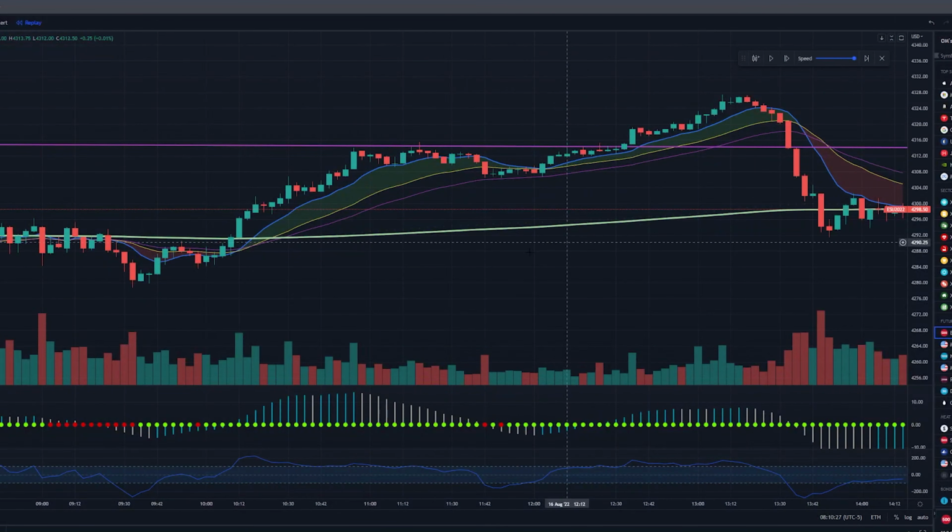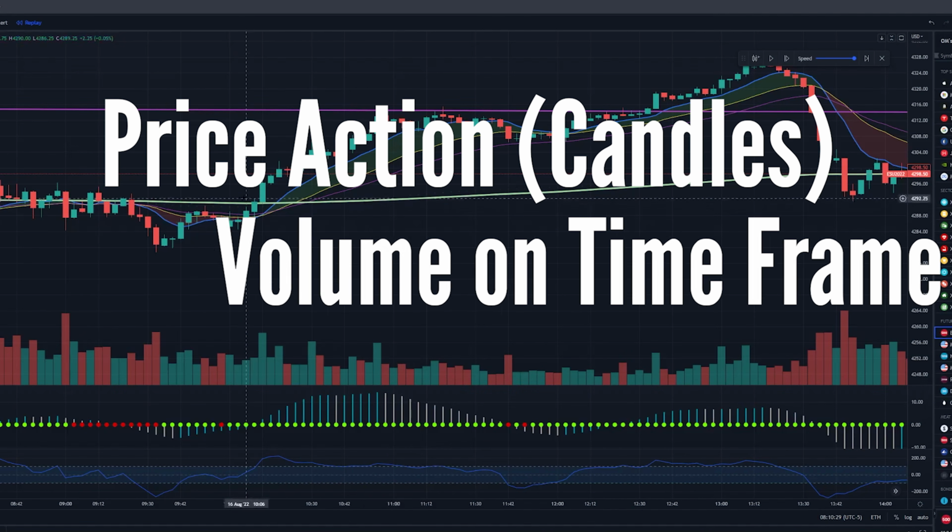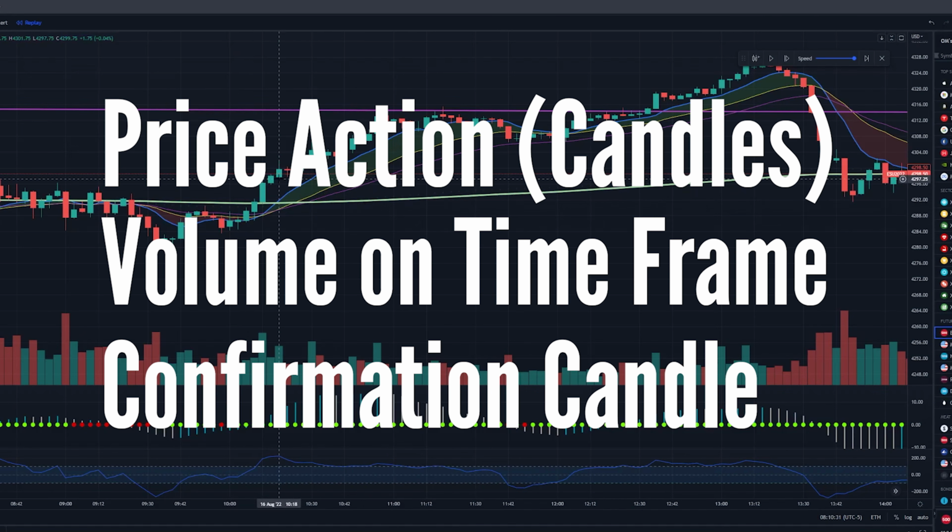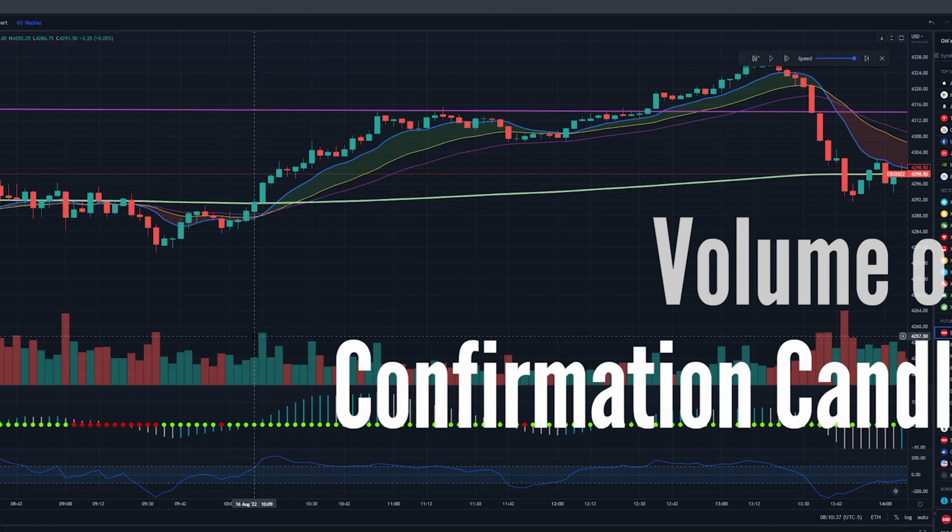All right, so to recap here, what are we looking for? The first one's going to be the price action. The second one, volume associated with the price action. And third is the follow-on candle. That is going to provide you with the highest confidence entry for a trade.